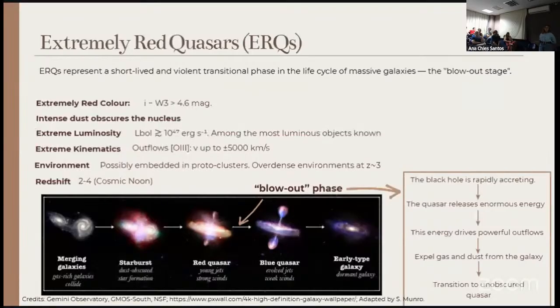This blowout phase is where an obscured red quasar starts to get blue. The black hole in this case is rapidly accreting matter. This quasar releases an enormous amount of energy. Its energy drives powerful outflows that expel the dust from this galaxy, and in the center of the AGN, we can start to see the AGN in the center.